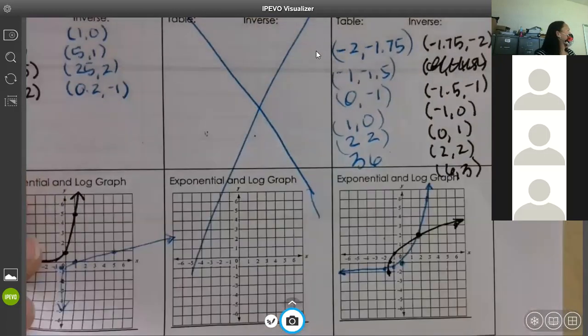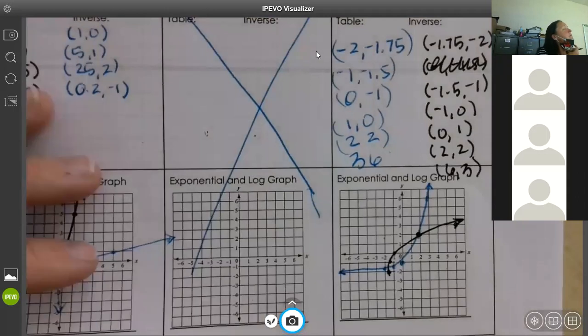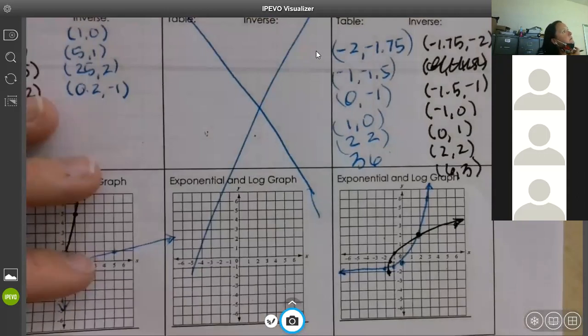Any questions on this? So how do you find the inverse? Which x and y? If you're finding the inverse of equations, so it says find the inverse of this equation, you switch the x and the y, and then you solve for y. We're going to talk about that.